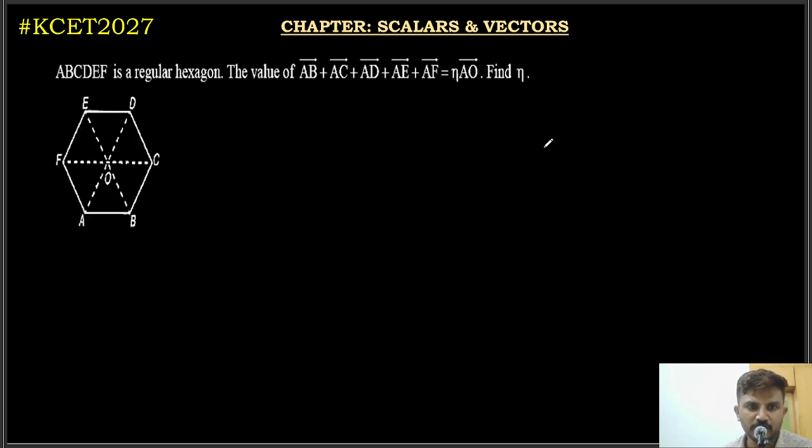Very simple question. Here we have AB plus AC plus AD plus AE plus AF is equal to eta times AO. What is the value of eta? Let us calculate. AB is a vector, I will write as it is. We need to convert all these vectors in the form of AO. Since it is a hexagon, all sides will be equal. And even the distance between the center O and A is also same, right?